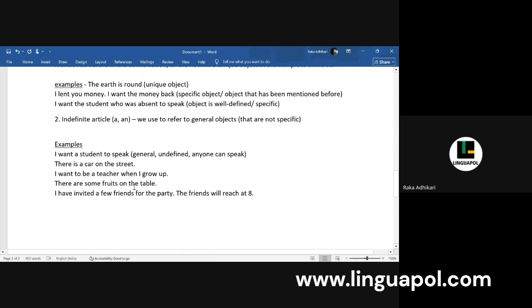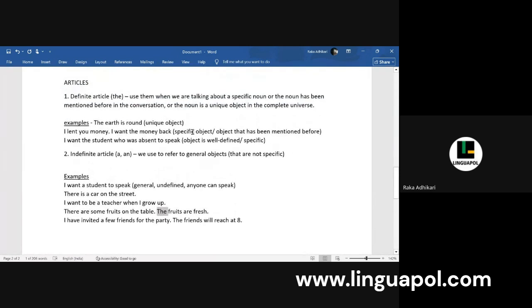There are some fruits on the table. The fruits are fresh. Now I'm using "the fruits" because we have already talked about these fruits before. They have been mentioned in the conversation. So that's why I'm using the article "the", that is the definite article. So this is the basic difference between definite and indefinite articles.